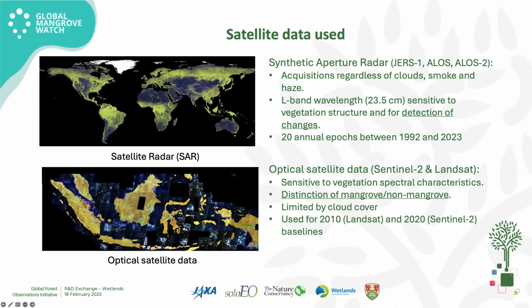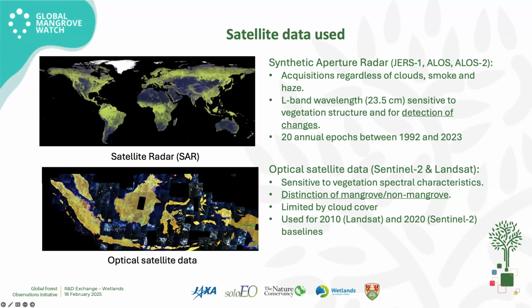However, the optical data is also limited by cloud cover. So that's why we're also using SAR data, synthetic aperture radar data, because with SAR satellites we can acquire data regardless of clouds or smoke or haze. And we are using what we call the L-band radar. That's a long wavelength band radar that is sensitive to vegetation structure, and it's very good for detecting changes if you have a time series of data.